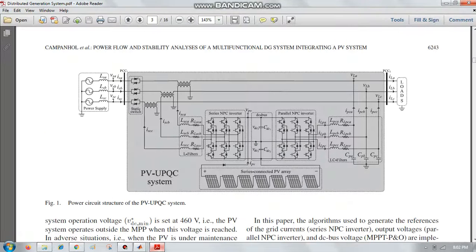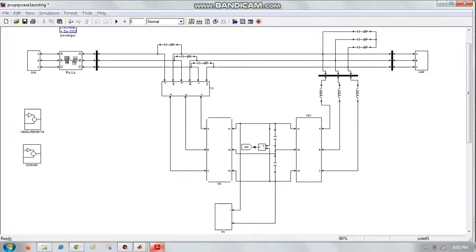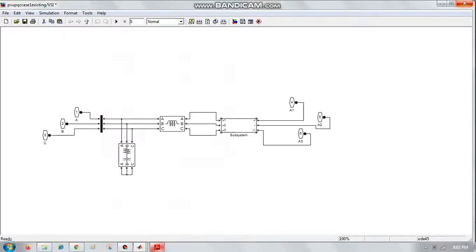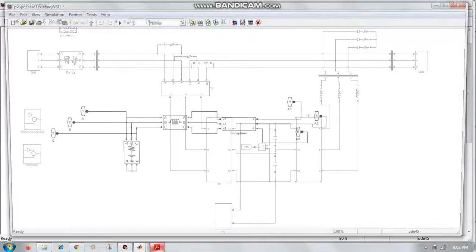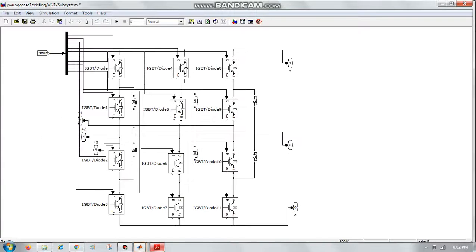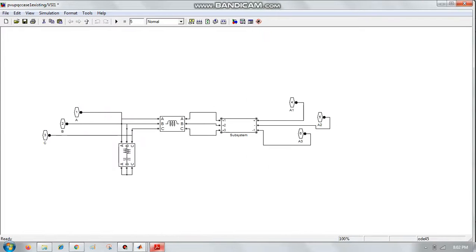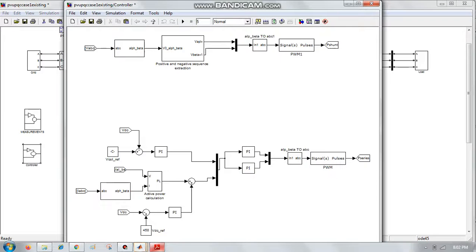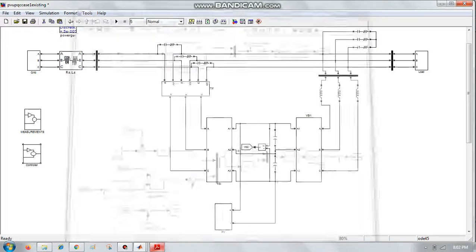The UPQC system has a series NPC inverter and a parallel NPC inverter. This is the series NPC inverter, and this one is the shunt NPC inverter. And this is the control system for the two inverters. This one is for the series inverter, this one for the shunt inverter.